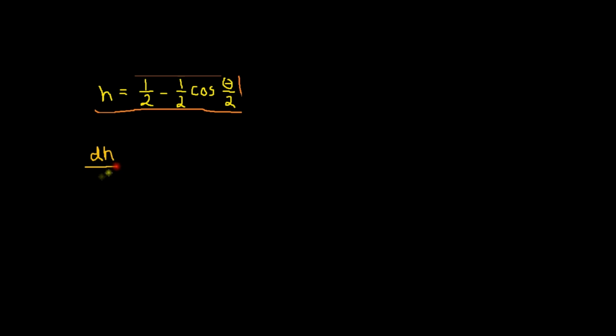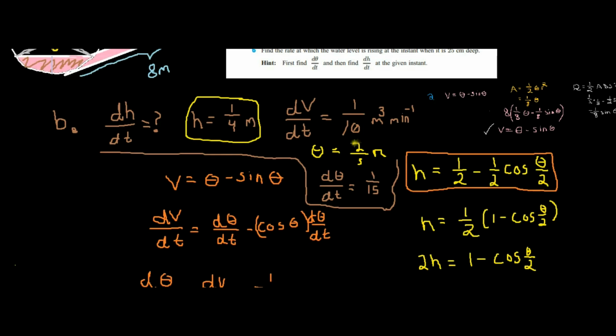dh/dt is going to be equal to the derivative: minus 1/2 times the derivative of a cosine. It's a negative sign, so this turns into plus sine of theta over 2, times 1/2 d theta/dt. Okay, so theta is 2/3 pi.